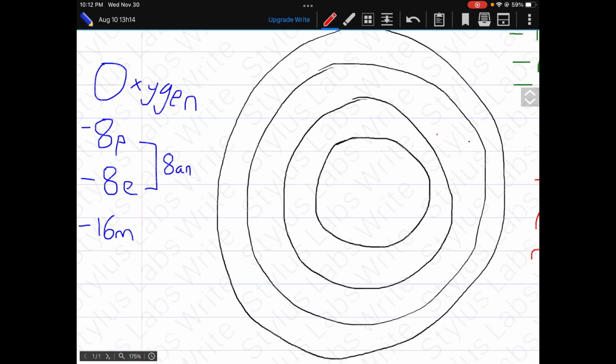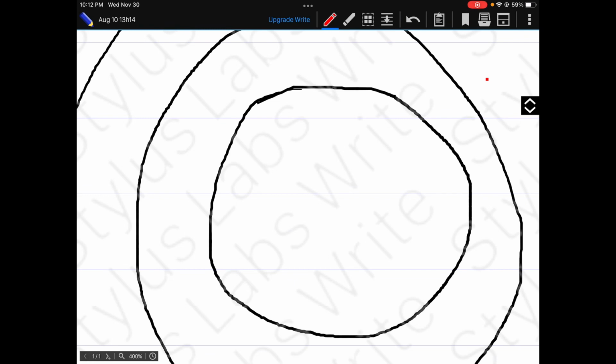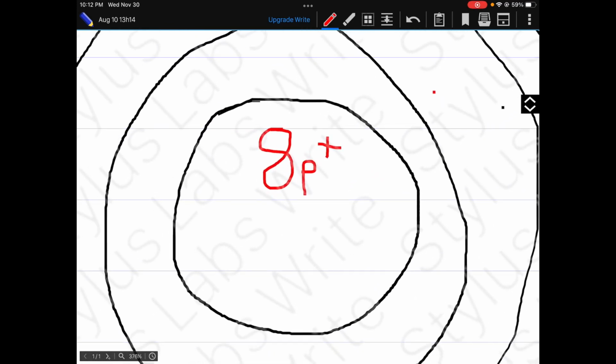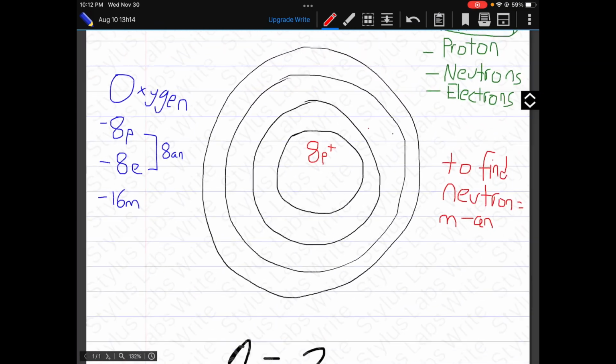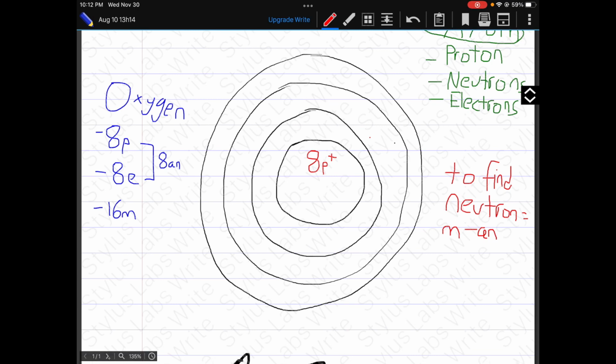So the first step that you want to do is, now that you know that you have 8 protons, you want to go inside the nucleus, or the smallest circle, and write an 8, a lowercase p, and a positive. This tells you that you have 8 positively charged protons in your nucleus. But you might be wondering, we don't only have protons, we also have neutrons in our nucleus. Well, if you look at the periodic table of elements, you might not immediately be able to find the neutron. But there is a formula that you can use.